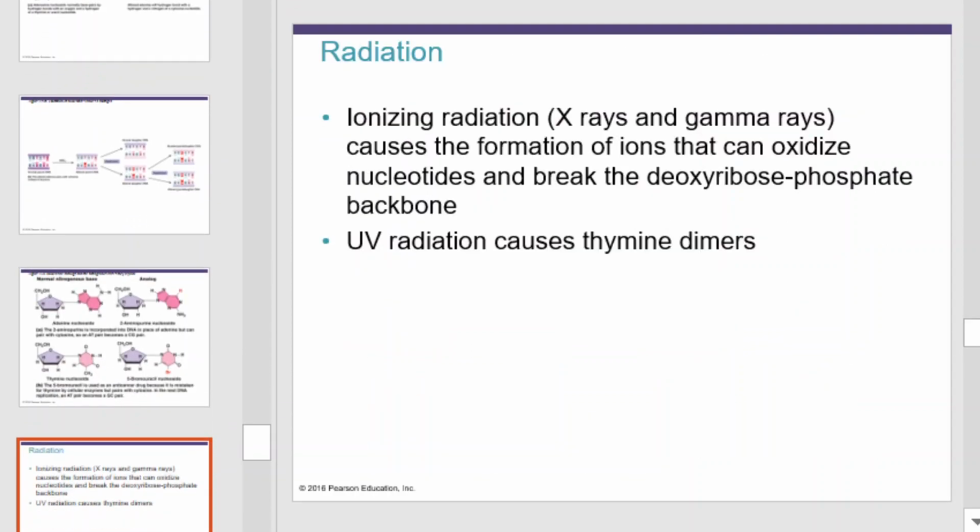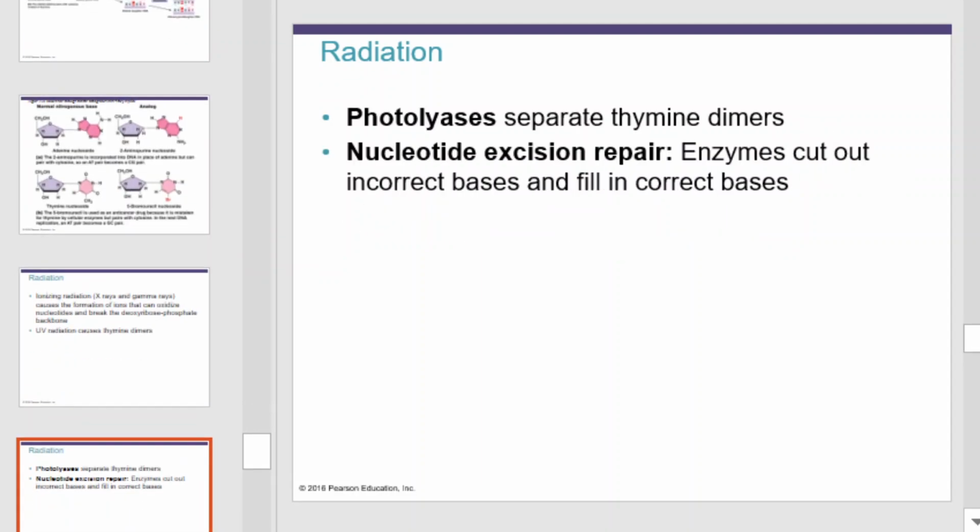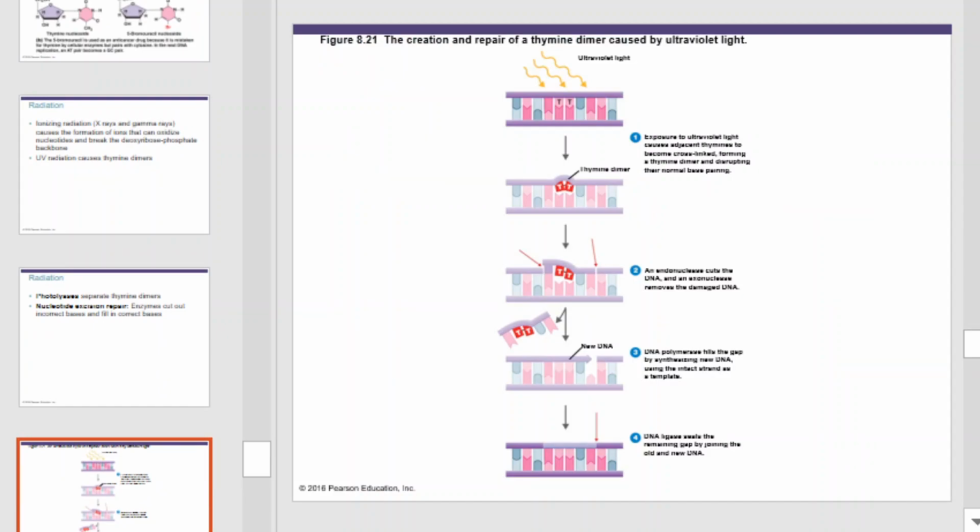Radiation. Ionizing radiation, such as X-rays and gamma rays, causes the formation of ions that can oxidize nucleotides and break the deoxyribose phosphate backbone. UV radiation causes thymine dimers. Photolyases separate thymine dimers. Nucleotide excision repair can also cut out incorrect bases and fill in the correct bases. This is an illustration of the aforementioned processes.